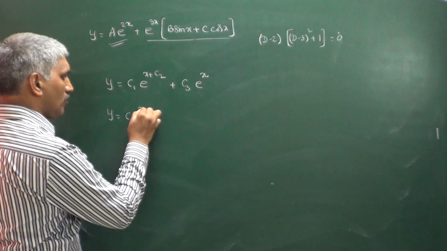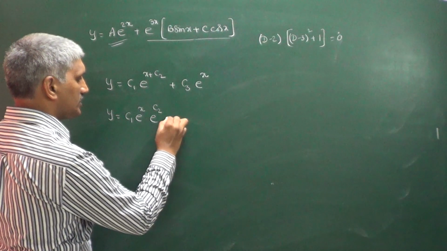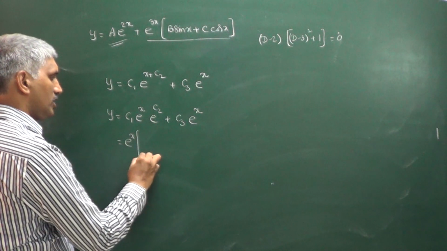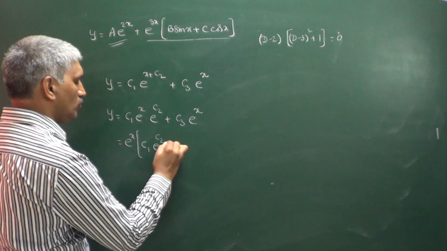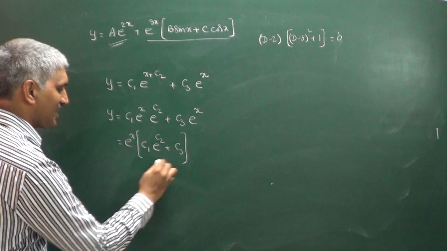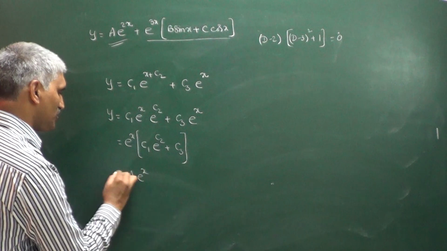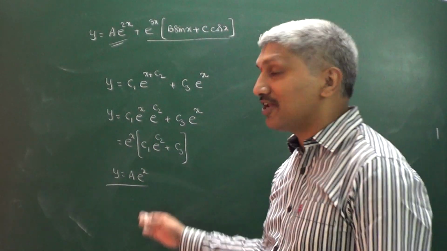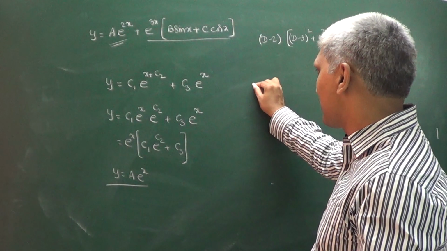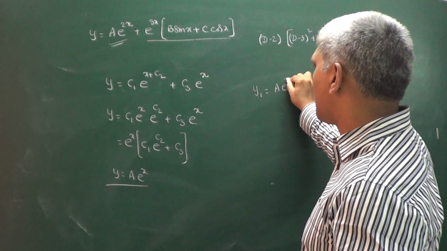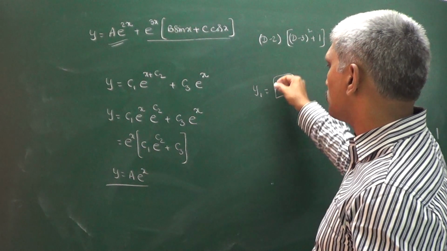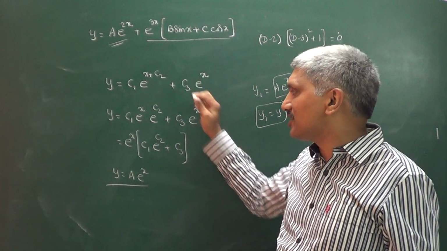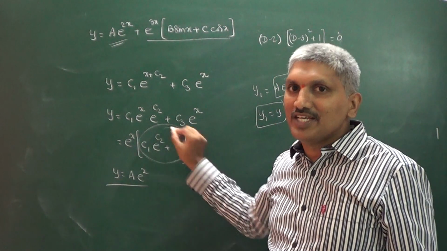c1 into e to the power of x into e to the power of c2 plus c3 into e to the power of x. Now if you take e to the power of x common, you will get (c1 into e power c2 plus c3). Now this total is a single constant or not? y is equal to a into e power x. So that a can be eliminated with only one time differentiation. That's why you will get the differential equation of order 1. So we can write y1 is equal to a into e power x. So in place of a into e power x we can write y. So y1 is equal to y only. So c1, c2, c3, so many constants are there, but all those constants are equal to a single constant.